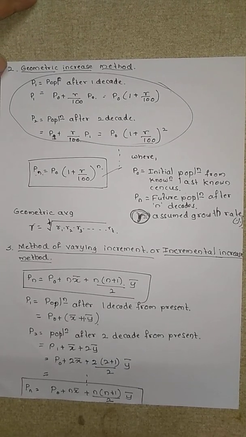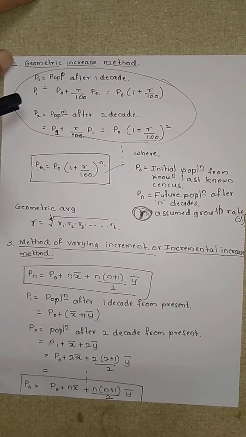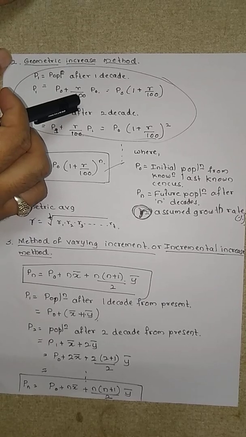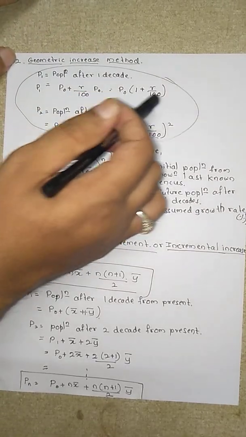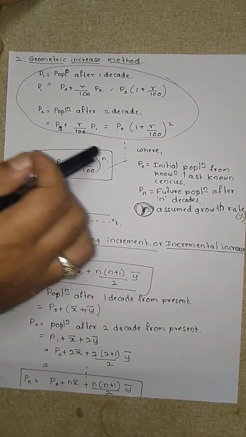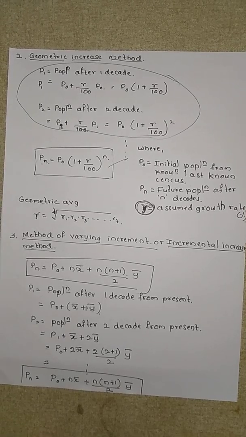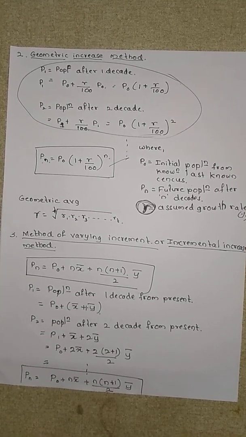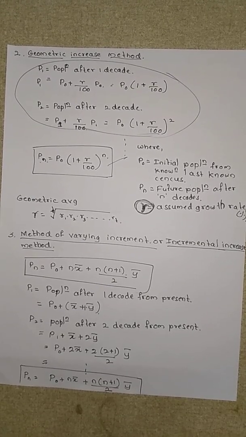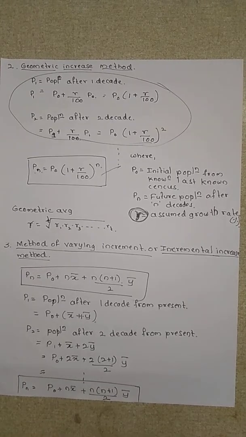Now the generalized formula for the geometric increase method is: P1 is equal to P naught plus R by 100 into P naught. P naught is common, so we have taken it out. Then P2 is equal to P1 plus R divided by 100 into P1. By solving this, we get this main equation. Right now we are going to solve the problem on the geometric increase method, or the uniform increase method.